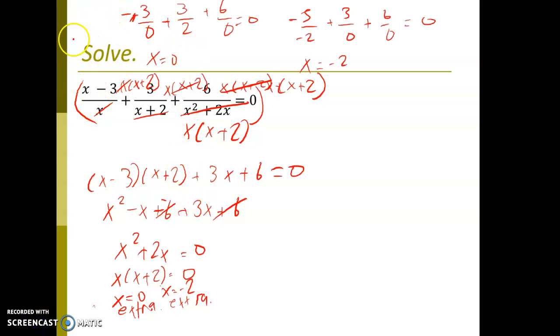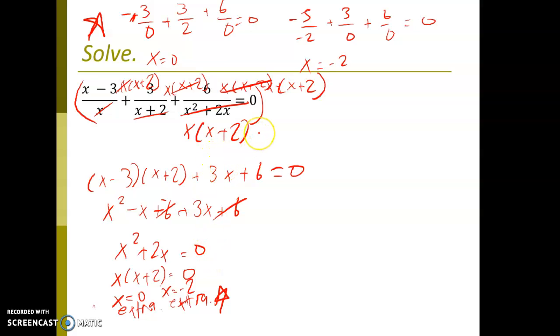And one last thing, I basically up here, I'm going to put a little star up here by it, above the solve bar. I basically just did a visual representation of if I had plugged in x equals 0 and then x equals negative 2. Again, the first term would be just a negative 3 over 0, and then the third term here would be a plus 6 over 0. And then if we plugged in a negative 2, we'd get a plus 3 over 0 for the second term, and then a plus 6 over 0 for the third term. So again, when both of those happen, that means that both of your solutions are extraneous. Again, I'm writing extra for extraneous.